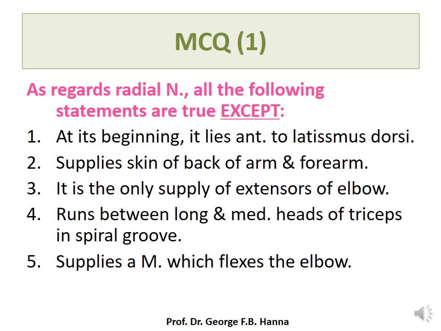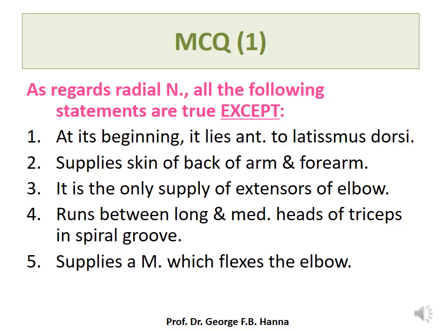Now, let us try to solve this question. As regards the radial nerve, all the following statements are true, except. It is a very vague question, but we are just doing it to revise our knowledge. At its beginning, it lies anterior to latissimus dorsi. I think this is correct. Supplies the skin of the back of the arm and forearm. I think this is correct. Posterior cutaneous nerve of the arm and forearm. It is the only supply of extensors of the elbow. Yes, very much indeed. Triceps and anconeus.